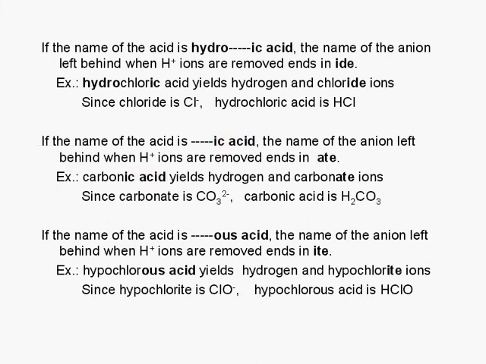Finally, if the name of the acid ends in "us" acid, then the name of the anion left behind when hydrogen ions are removed ends in "ite." Therefore, hypochlorous acid breaks up into hydrogen and hypochlorite ions. Hypochlorite is ClO with a -1 charge. The -1 charge means that the molecule it came from must have produced 1 hydrogen ion. So the formula of hypochlorous acid is HClO.